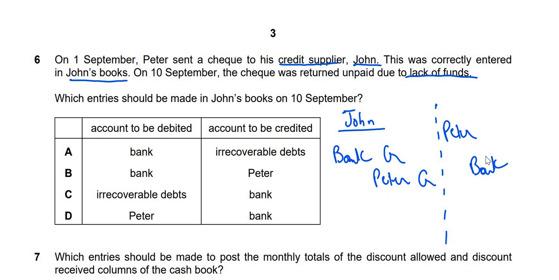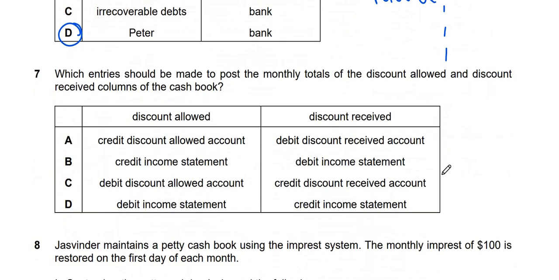That's all that he's going to do. So the answer is D. This is the correct entry, but since he did not make it, he has to reverse it like this now.